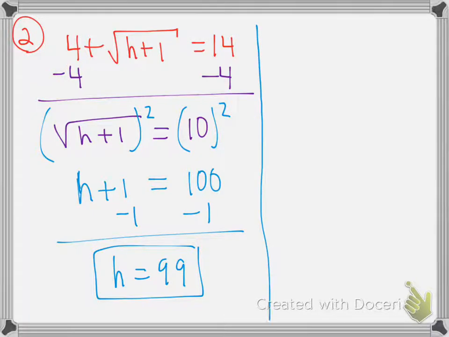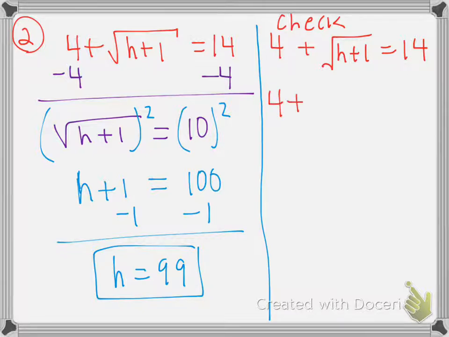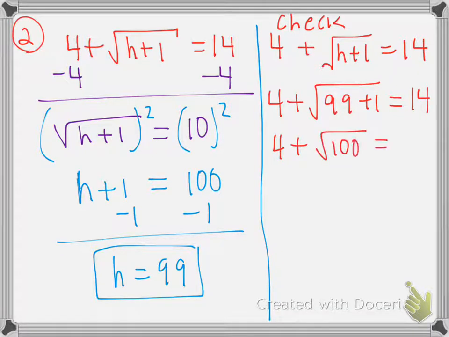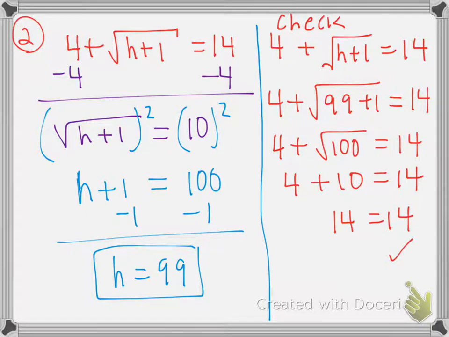So again, we need to check our answer in the original problem. So I'm going to write the original. I'm going to see if this equals 14 when h is 99. So 4 plus the square root of 99 plus 1 equals 14. 99 plus 1 is 100, so I have 4 plus the square root of 100 equals 14. The square root of 100 turns into a 10. And 4 plus 10 is 14, which equals 14. So it checks out. So make sure you're showing all steps of your check.